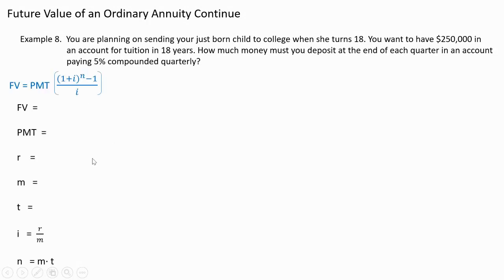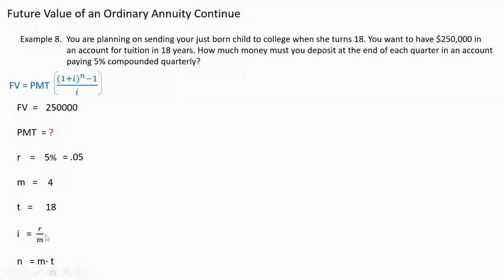There's my formula, and those are my 7 things. So we're looking for how much money you must deposit at the end of each quarter, so we're looking for the payments. The future value will be 250,000. My interest rate is 5%, which is 0.05. My M says compounded quarterly, so it's going to be 4. My time is 18 years.